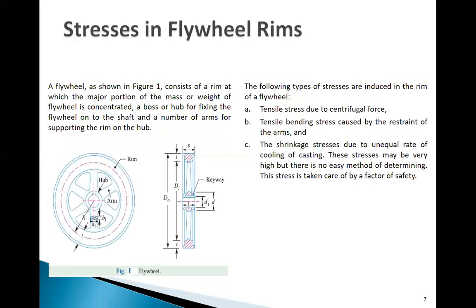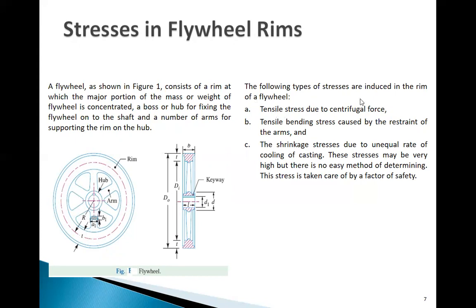So, stresses in flywheel. So, this side kasi mayroong limit in your stress. So, a flywheel, as in figure 1, consists of a rim. So, yan. A rim. Section ng rim, b and d. At the rim the major portion of the mass or weight of the flywheel is concentrated. A boss or hub for fixing the flywheel on the shaft and a number of arms for supporting the rim on the hub.